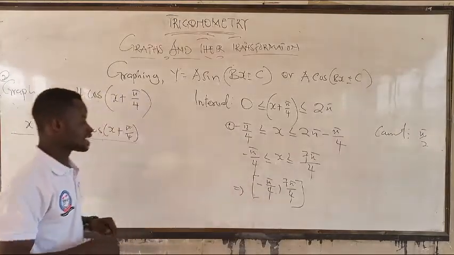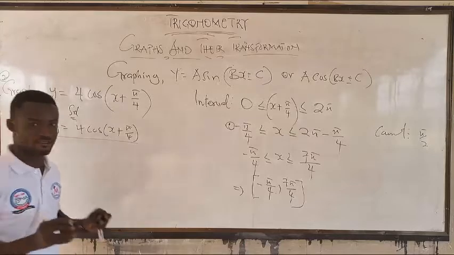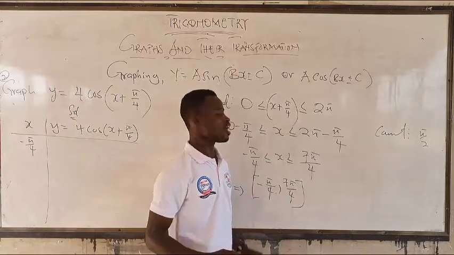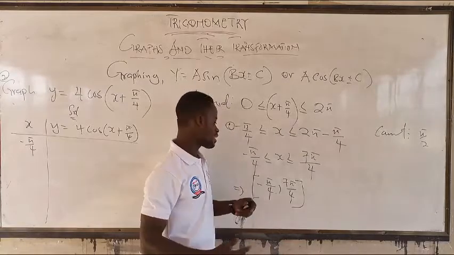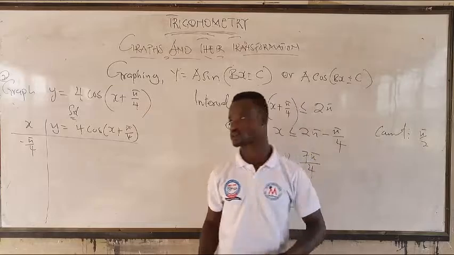It's starting at negative pi on 4, then right, negative pi on 4. That is where we are starting from. I hope you are getting it. Very good. So you start at the lower or the left end point. That is negative pi on 4. Then you start adding the count.